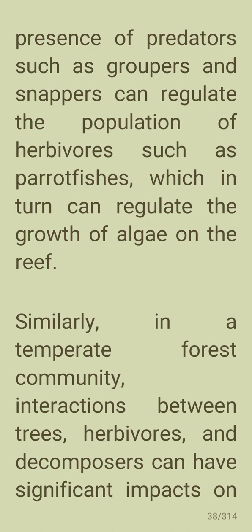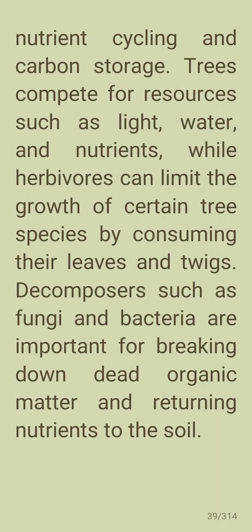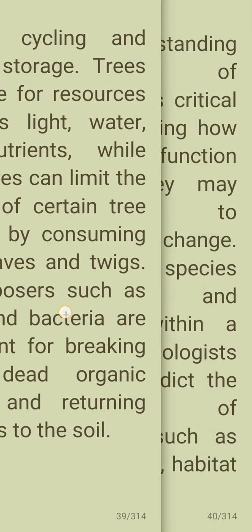Similarly, in a temperate forest community, interactions between trees, herbivores, and decomposers can have a significant impact on nutrient cycling and carbon storage. Trees compete for resources such as light, water, and nutrients, while herbivores can limit the growth of certain tree species by consuming their leaves and twigs. Decomposers such as fungi and bacteria are important for breaking down dead organic matter and returning nutrients to the soil.